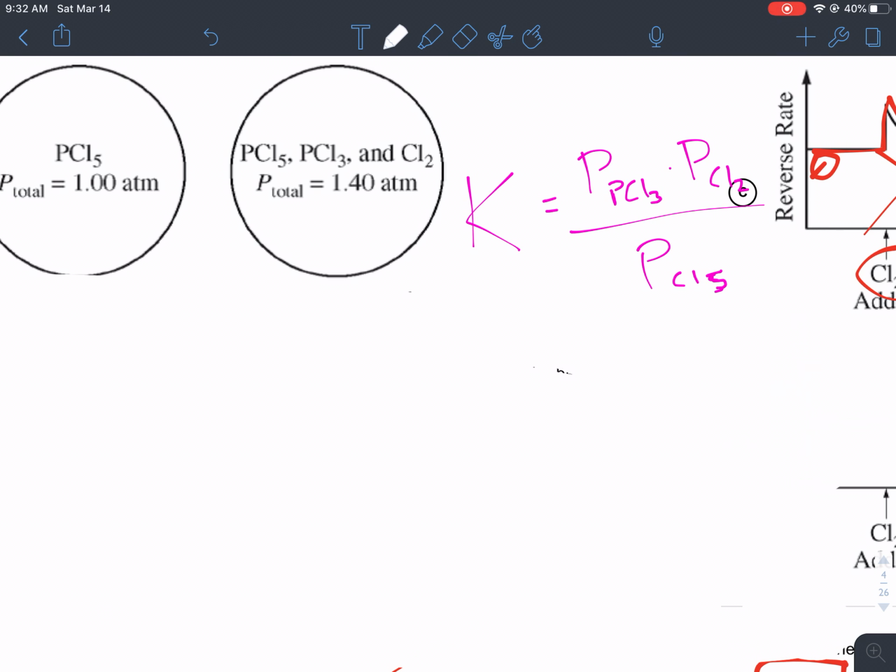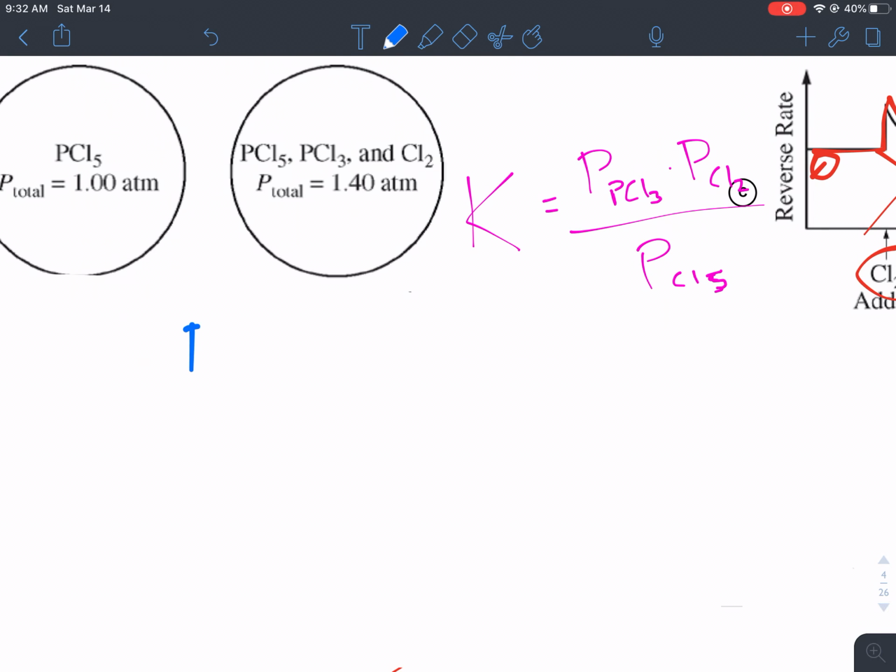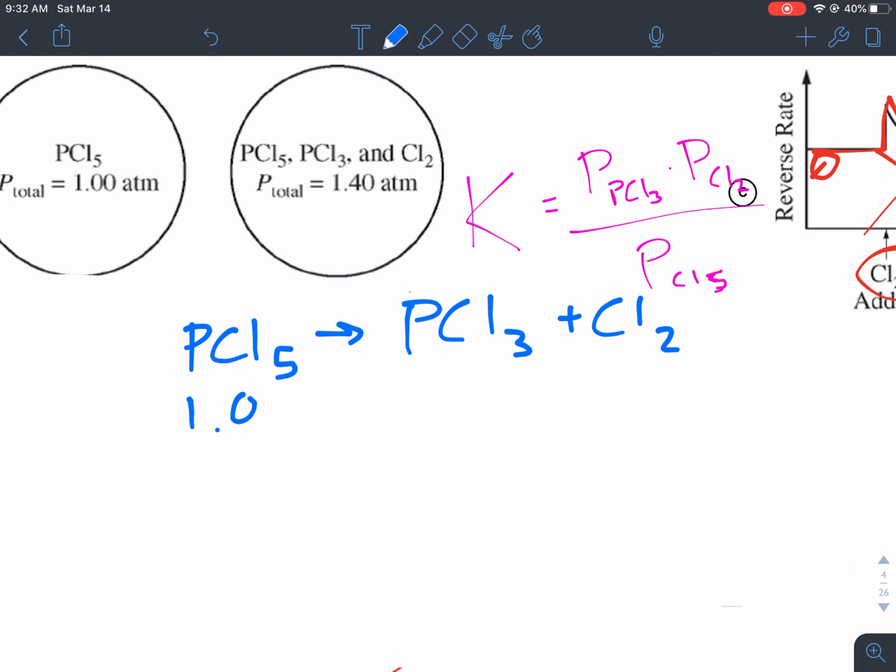Okay, so all right, I have PCl5 yielding PCl3 and Cl2. My PCl5 is 1.0 initially. My PCl3 is 0. My Cl2 is 0. My changes: this is going to go down by X. This is going to go up by X. This is going to go up by X.